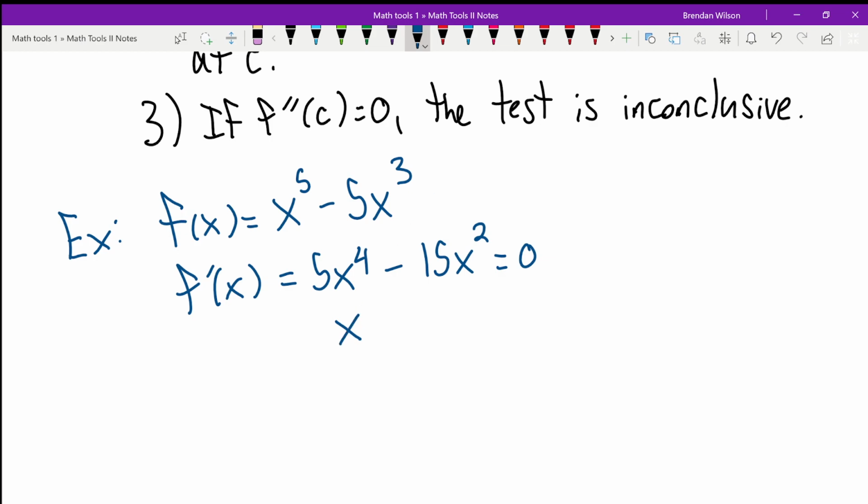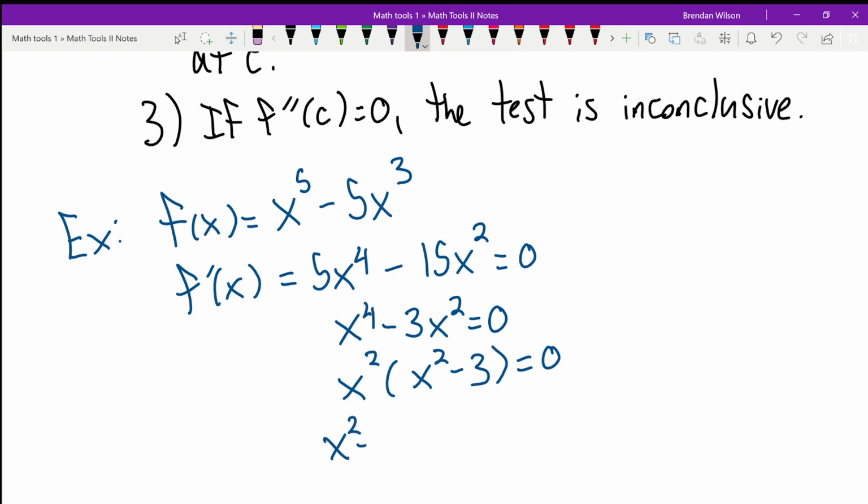You could divide by 5 just to make it a little simpler. So we have x to the 4th minus 3x squared equals 0. We'll pull an x squared out, and we'll have x squared minus 3 on the inside. I think I did this wrong, this should be 3. That's my mistake there. It should be 3 there, not 5, because we pull a 5 out. So now this means x squared equals 0, or x squared minus 3 equals 0. This would imply x equals 0, and x equals plus or minus the square root of 3.